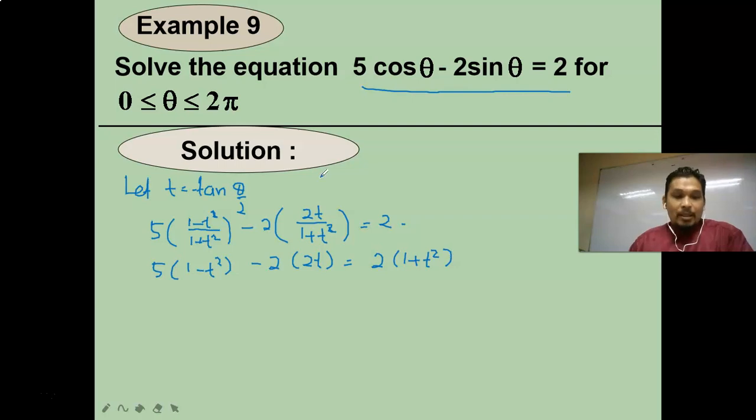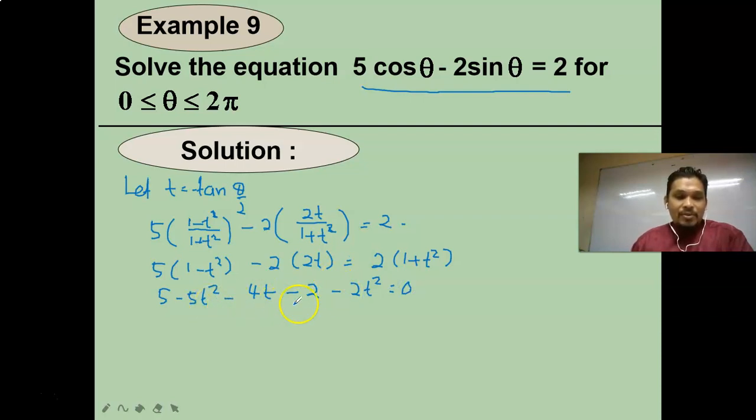Okay, it's just the process of multiplying with 1 plus t squared on the left side and also multiplying with 1 plus t squared here. So this is what you get now. Then we can expand this: 5 minus 5t squared minus 4t, and then 2 times 1 equals 2, bring it over here, it becomes negative 2, and 2 times t squared, 2t squared, bring it to the other side, it becomes negative 2t squared equals 0.